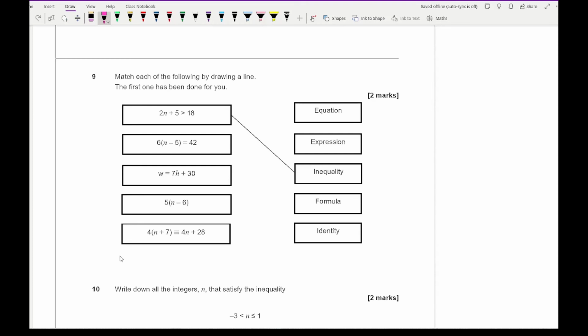So here, the only one that has to be identity is going to be that one. The one with no equal sign is going to be an expression. Here we've got 2 letters and an equal sign, so that's going to be a formula. And here we've got 1 letter and an equal sign, so that's going to be an equation.